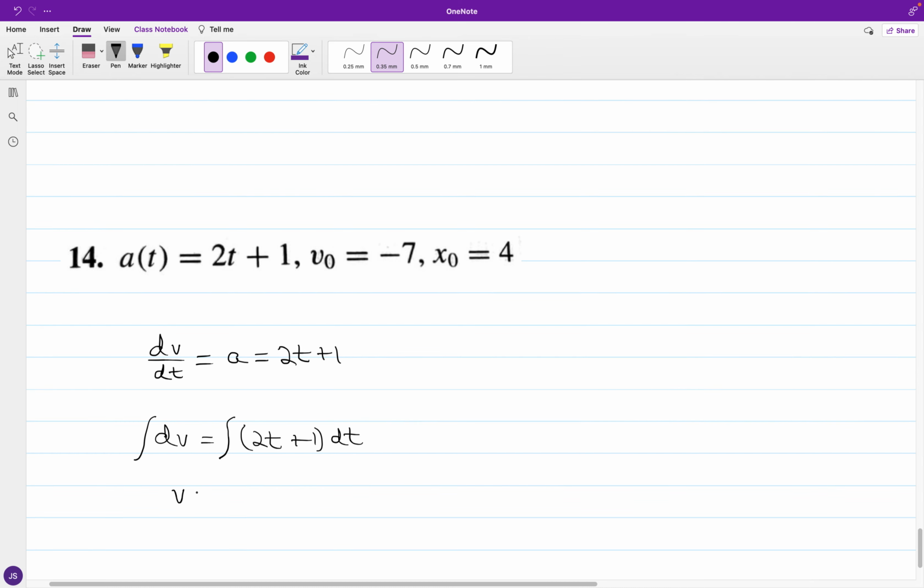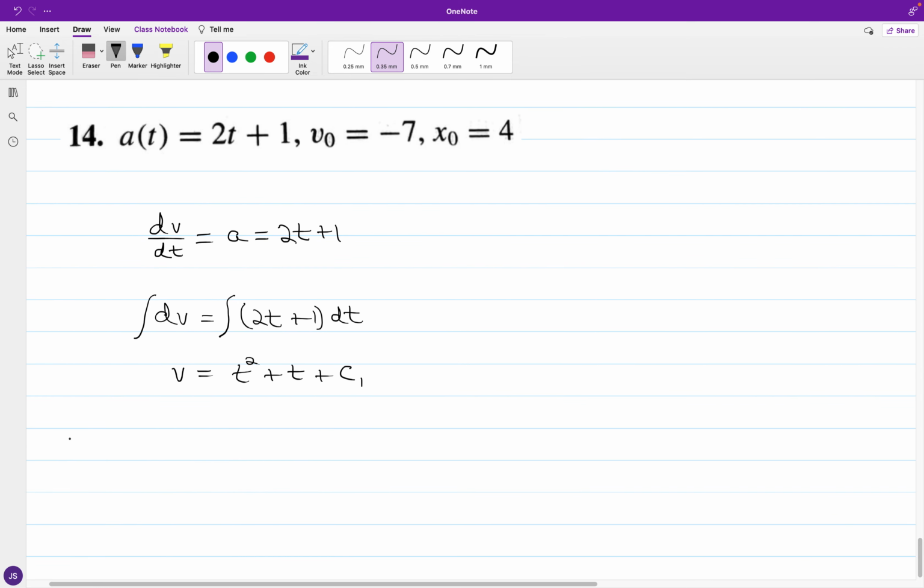Okay, we have that v is going to be equal to t squared plus t plus a constant, and we'll refer to this as c sub 1. And again, with the initial velocity, we have v naught is equal to negative 7. So v is at negative 7. And if I set t to 0, 0 squared is 0, plus 0 is 0, and we have plus c sub 1. And guess what? C sub 1 is equal to negative 7.